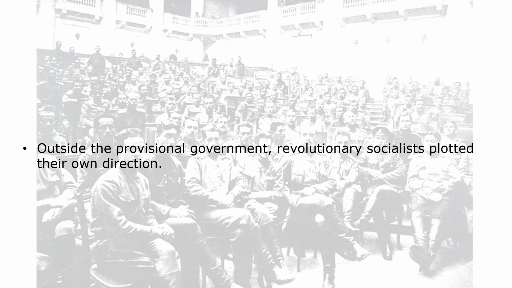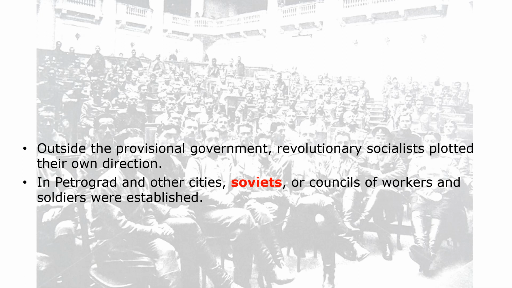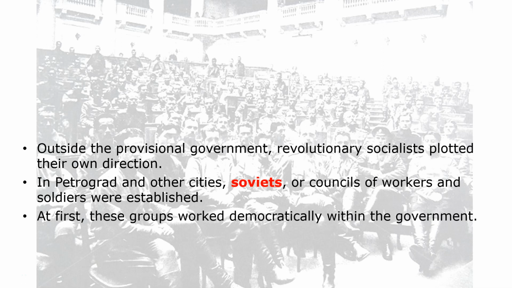So we have the provisional government writing this constitution. We've got these two groups of revolutionary socialists that are plotting their own direction, that maybe want to do things a little bit differently than the Duma might want to do as a republic. In St. Petersburg, which is named Petrograd at this time in World War I, you have these groups. They're called Soviets or councils of workers, established, and they begin to talk amongst themselves and talk about ideas for a government.